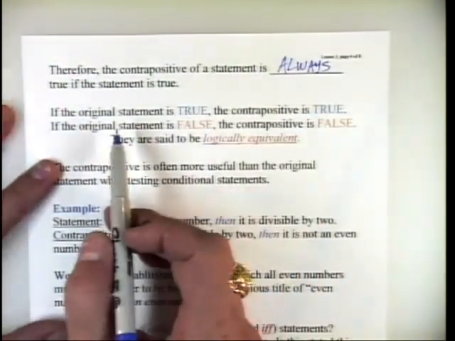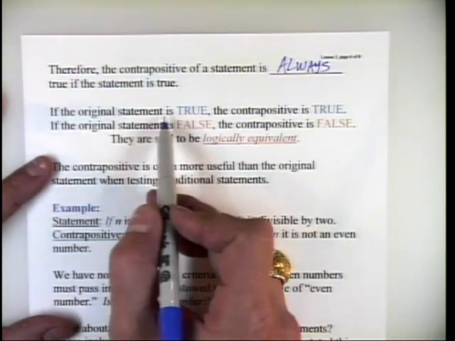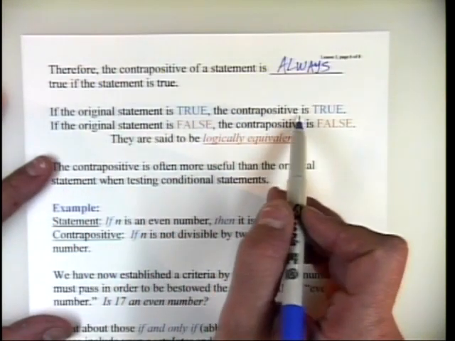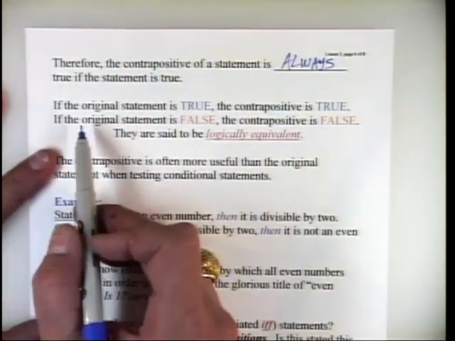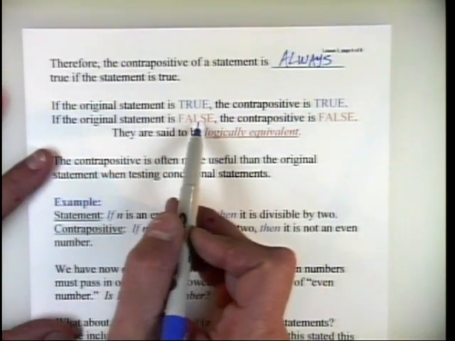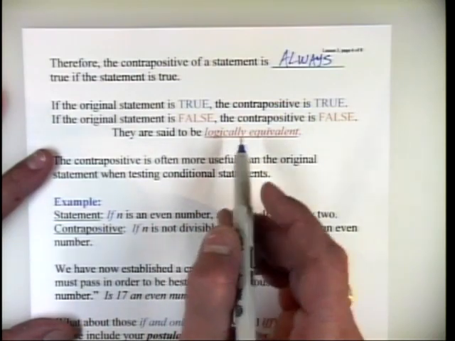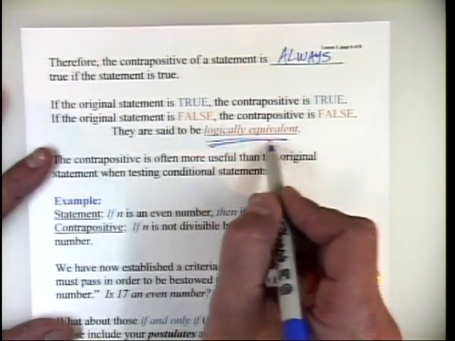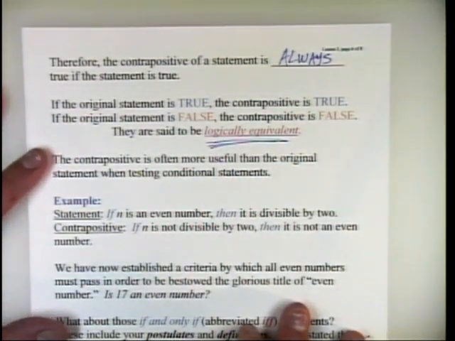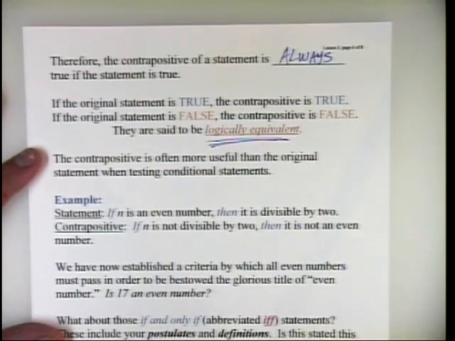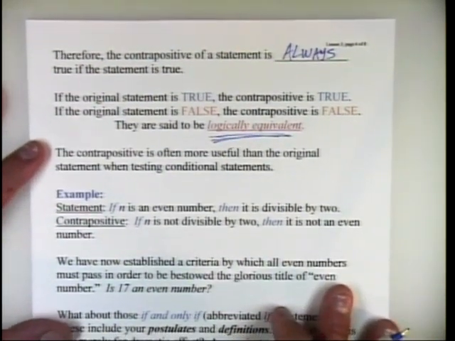So here we go. To summarize the contrapositive, if the original statement is true, then the contrapositive is also true every single time. If the original statement is false, then the contrapositive is also false. We say that the two are logically equivalent. They're really saying the exact same thing, whereas the converse and the inverse, we're saying something entirely different.